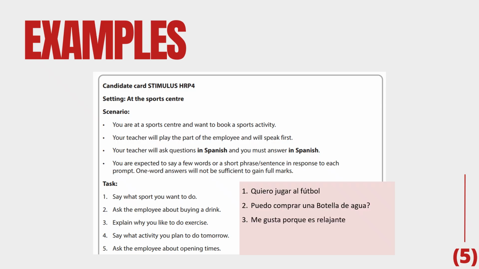Why do you like to do exercise? Me gusta porque es relajante. Okay? I don't even necessarily need the me gusta. Porque es relajante would be enough.